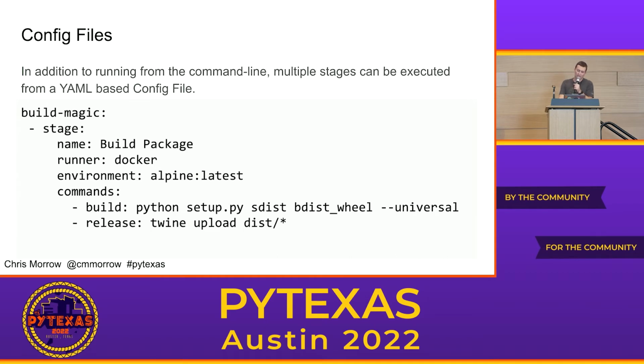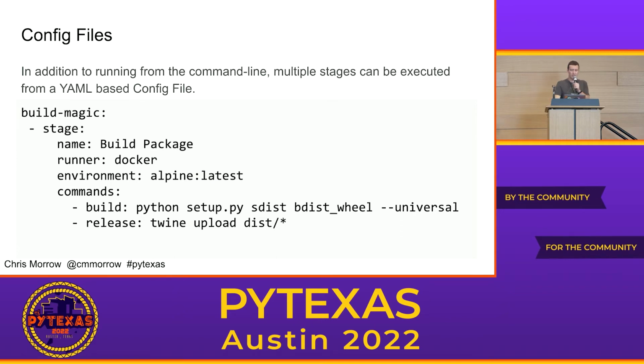So we can batch stuff together and even run multiple stages using these config files. And it's just YAML. You can list out multiple stages. You can optionally give a name. In this case, I've said I want to use the Docker runner, and I want to run it inside an Alpine container. And I run 2 commands. Both of these are used for building a Python package. And then the second one will actually upload it to PyPI.